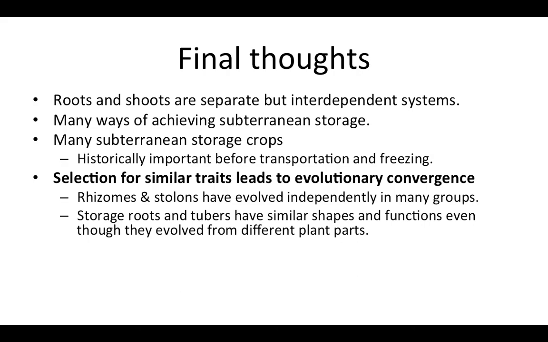Additionally, the fact that storage roots and storage shoots, like tubers, have similar shapes and functions, even though they evolved from different plant parts, suggests that there has been strong selection on plants to be able to store nutrients below ground.